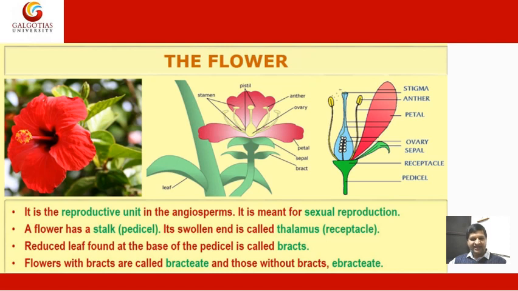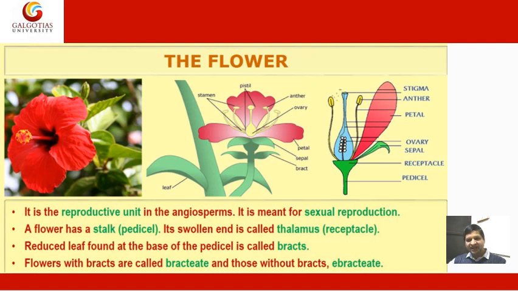The flower is the reproductive unit in the angiosperm. It is meant for sexual reproduction. A flower has a stalk that is called the pedicel. Its swollen end is called the thalamus, that is the receptacle. A reduced leaf found at the base of the pedicel is called a bract. Flowers with bracts are called bracteate and those without bracts are ebracteate.